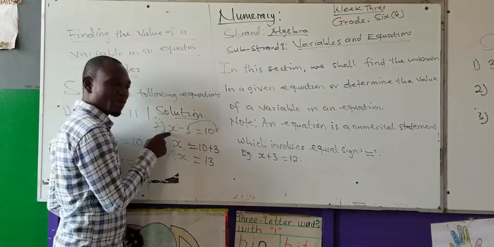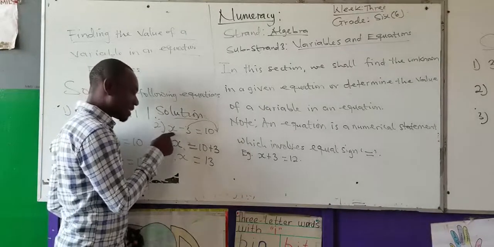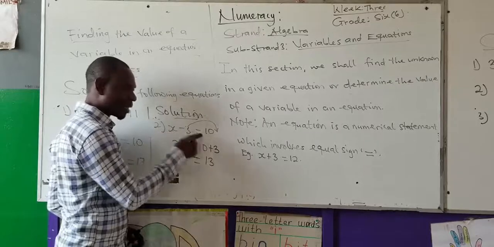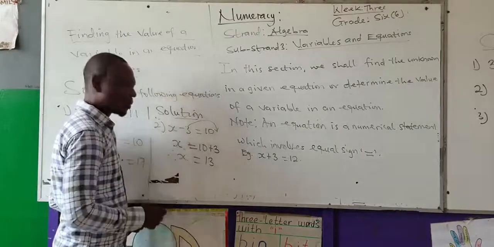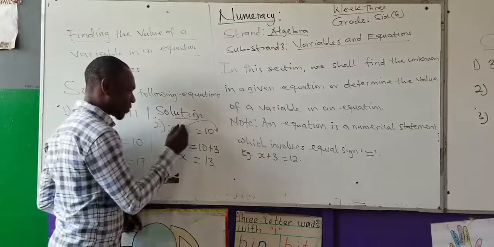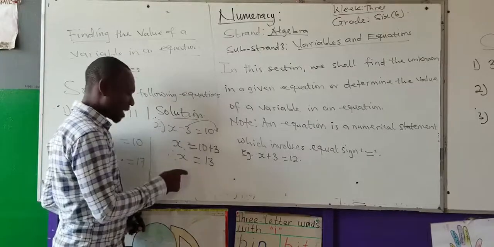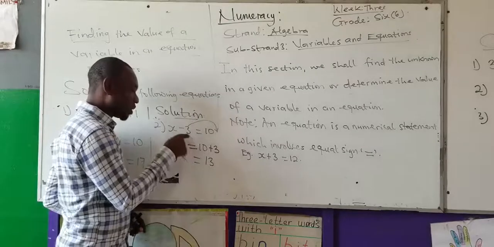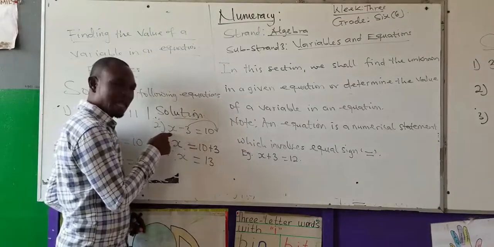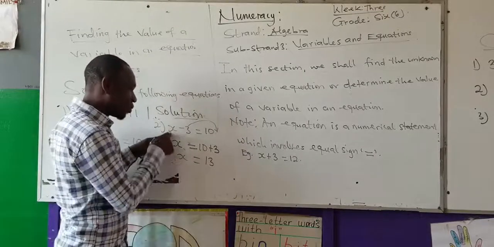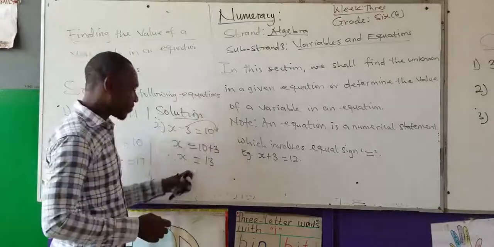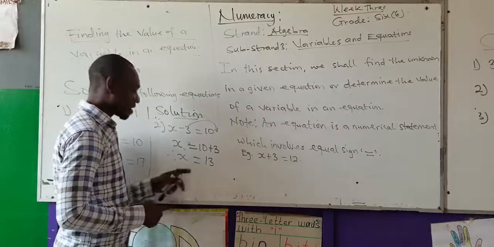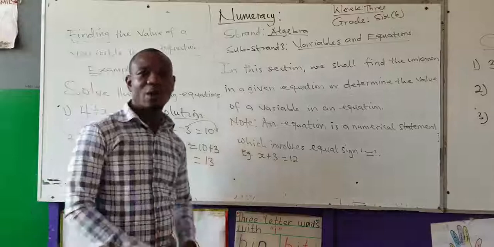Because now the x is 13, if you put 13 here and subtract 3 from 13, you get what? 10. And it's true. Because the question is telling us that when you subtract 3 from x, it must give you 10. And then now we have solved it and we realize that x is equal to 13. So when you subtract 3 from this x, which is 13 now, you realize that you get what? 10. It means the answer for x here is what? Correct. Are we okay with it?